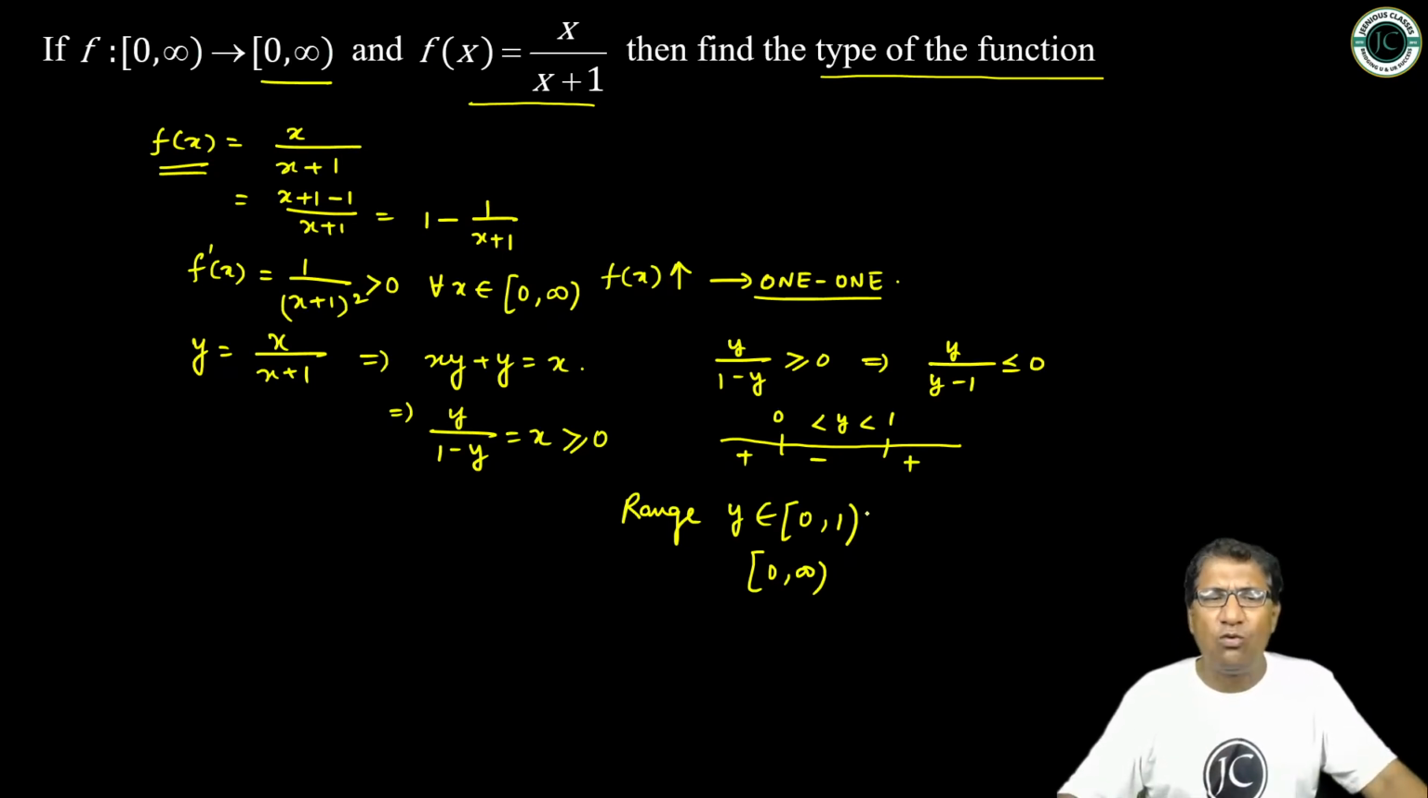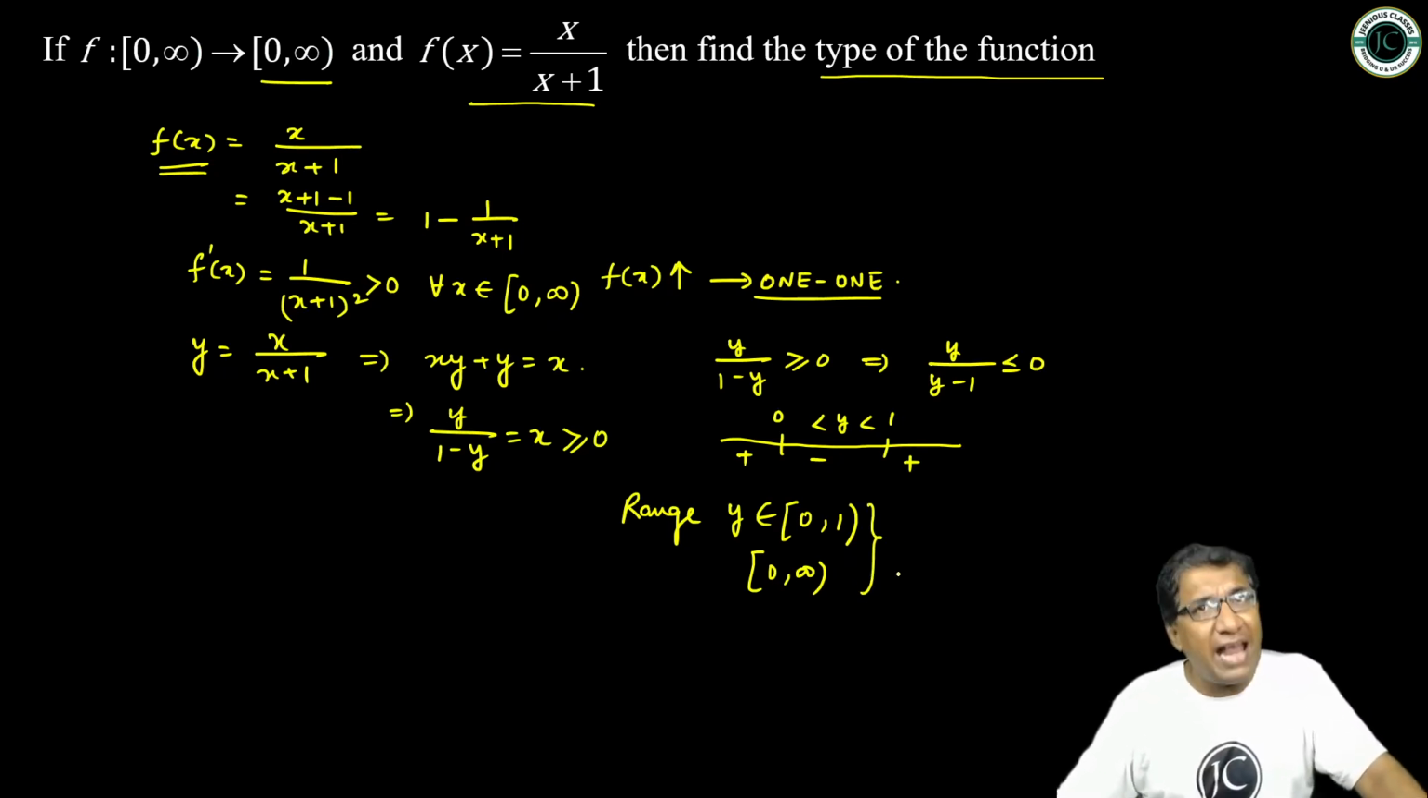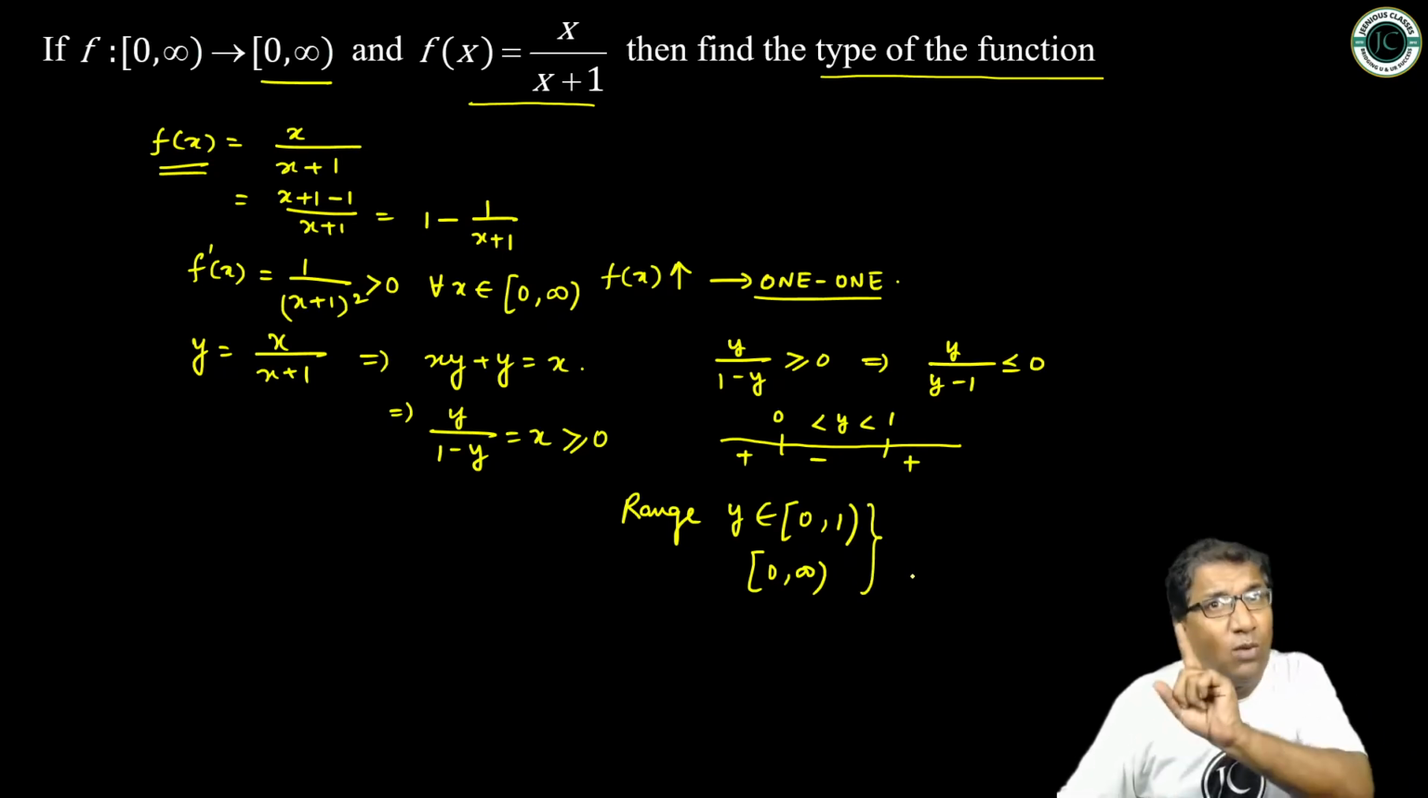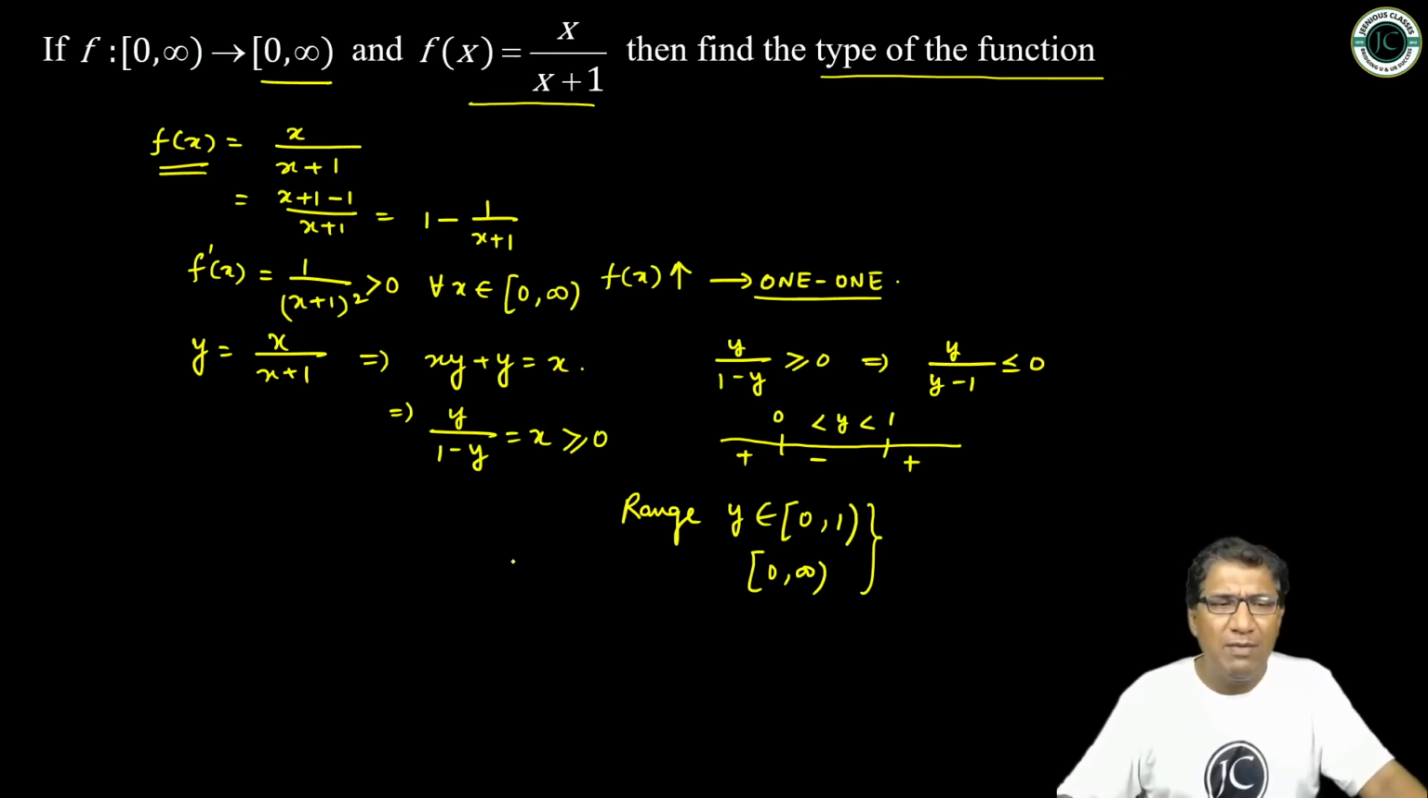इसका मतलब ये हुआ ये फंक्शन का रेंज और कोडोमेन इक्वल नहीं हुआ. इसका मतलब this function is an into function. राइट? मतलब ये फंक्शन का टाइप क्या होगा? This is 1-1 into.